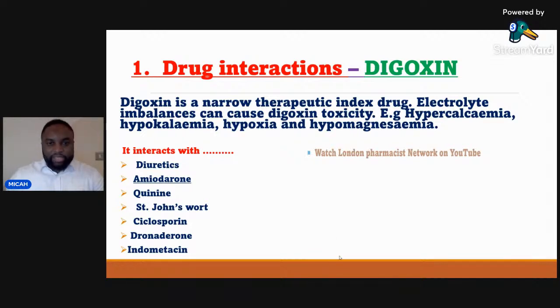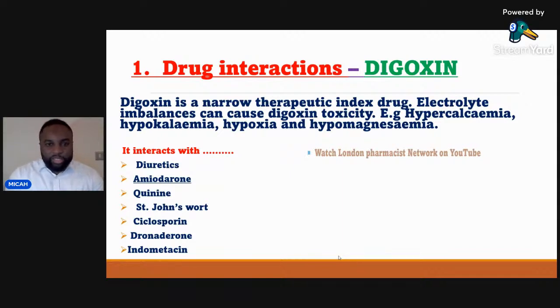Electrolyte imbalances can cause digoxin toxicity. And there are 4 electrolyte imbalances you need to know of. 4 electrolyte imbalances that can lead to digoxin toxicity. They are hypercalcemia, which is high levels of calcium, hypokalemia, which is low level of potassium, hypoxia, and hypomagnesemia, which is low level of magnesium. So these 4 electrolyte imbalances can lead to digoxin toxicity.